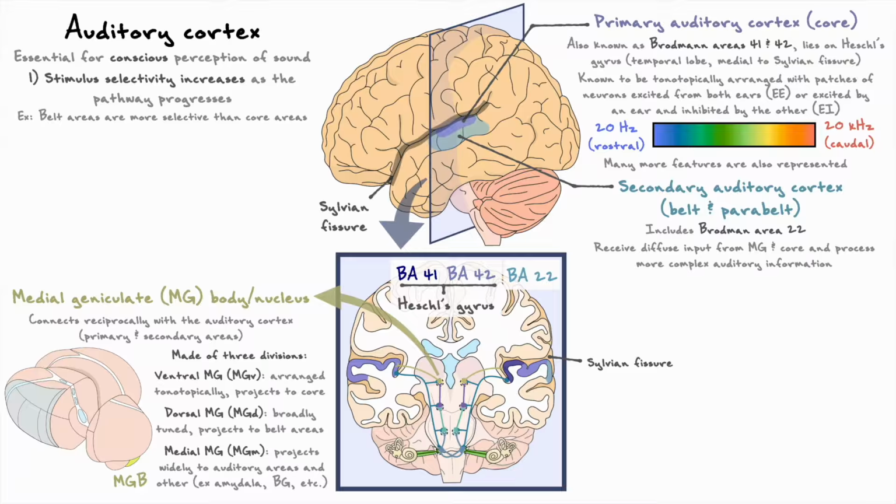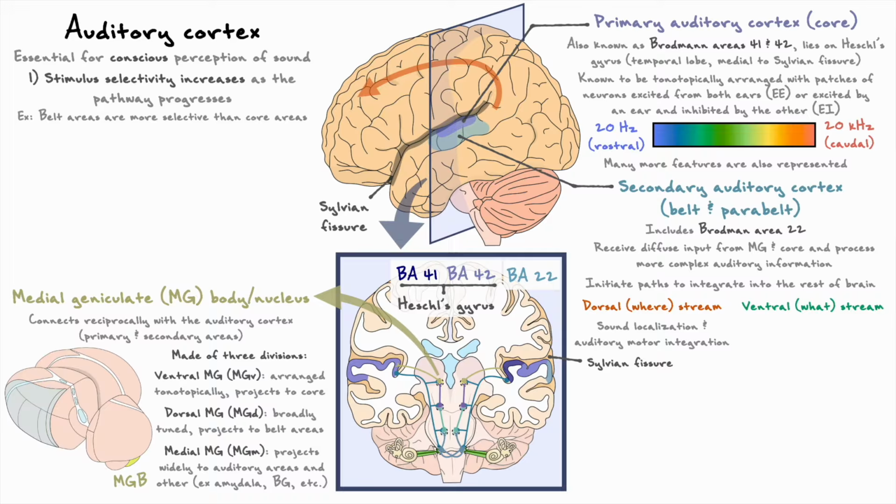In addition to this idea that information processing becomes more and more complex as the information moves through the pathway, the secondary auditory cortex is believed to have key regions that initiate pathways to integrate auditory information with the rest of the brain. At the moment, there are two key streams that are believed to originate in belt and parabelt areas, namely the dorsal or where stream and the ventral or what stream. The dorsal stream is believed to move through the parietal and frontal cortex to aid in sound localization and auditory motor integration, while the ventral stream goes through the memory areas in the temporal lobe and aids in sound identification.